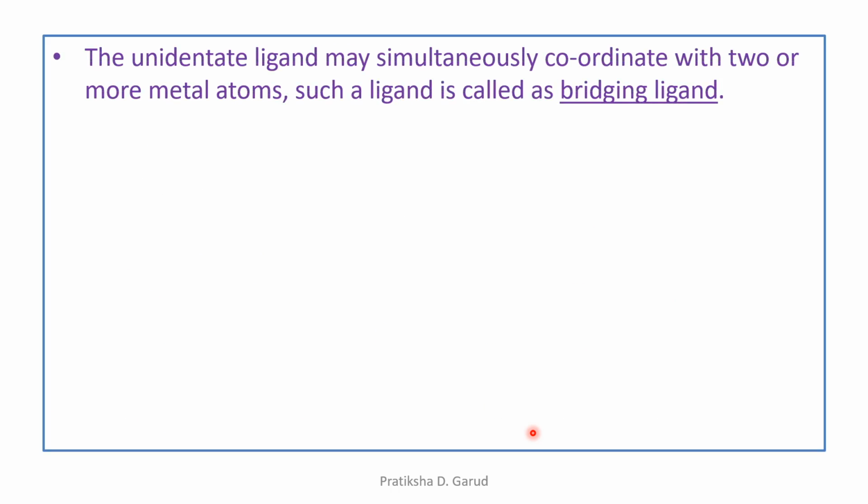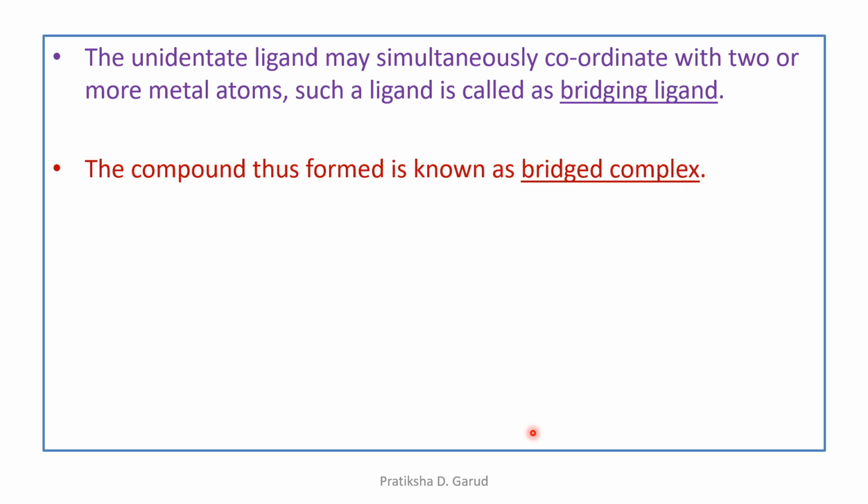So let's see further. The unidentate ligands may simultaneously coordinate with two or more metal atoms. That means a single ligand is coordinated to two or more metal atoms. Such type of ligands are called the bridging ligand. They are forming a bridge. That's why they are called the bridging ligand. And the compound thus formed is known as the bridge complex. Right. So let's see an example.